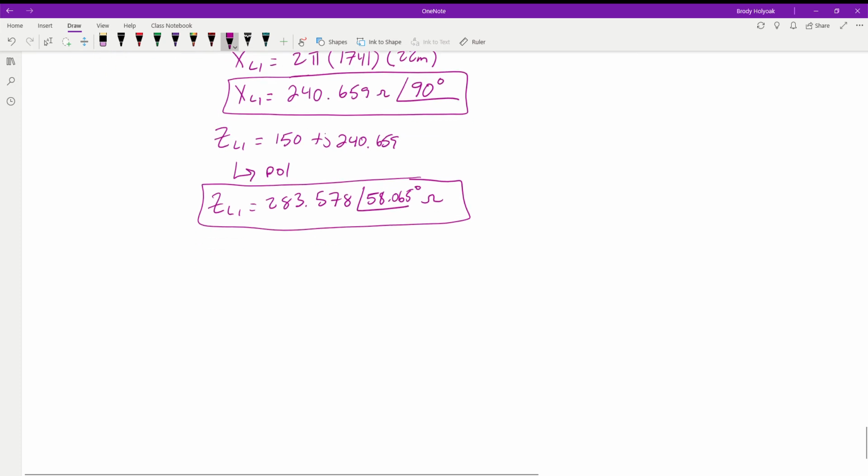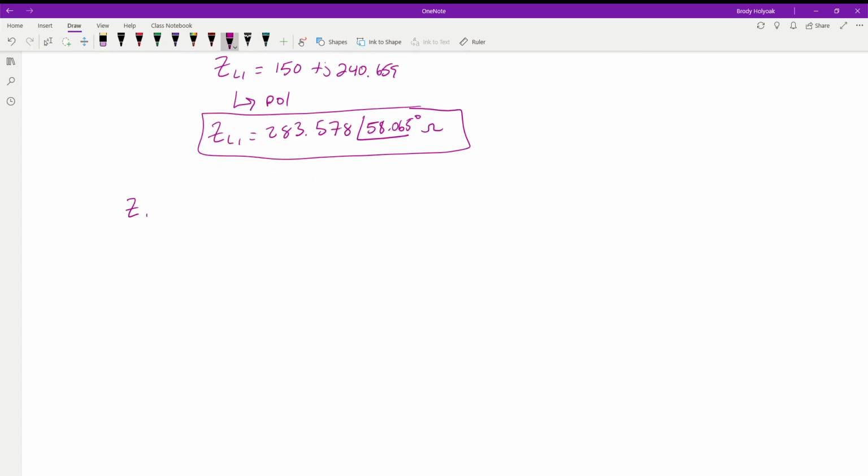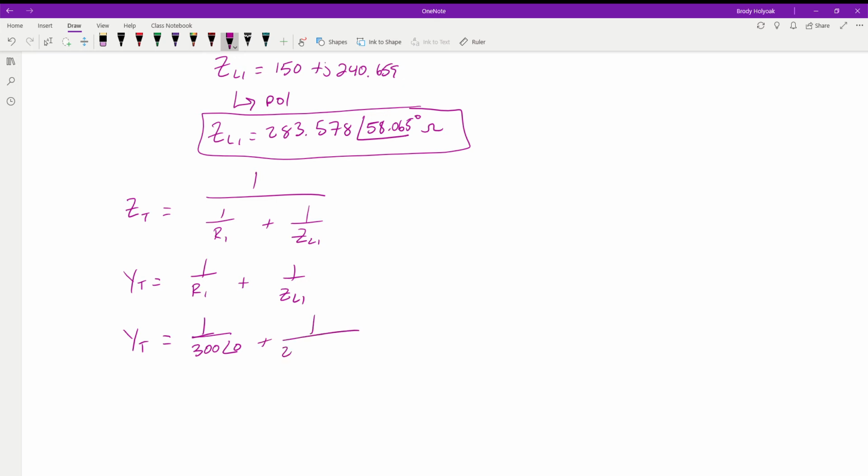Now, since these are in parallel, our impedance formula for the total is going to be 1 over R1 plus 1 over the impedance of inductor 1. So we can convert this to admittance to get rid of the reciprocals for at least the first part, and then make it easier to solve. So here we have 1 over 300 at 0, and then here we have 283.578 at 58.065.